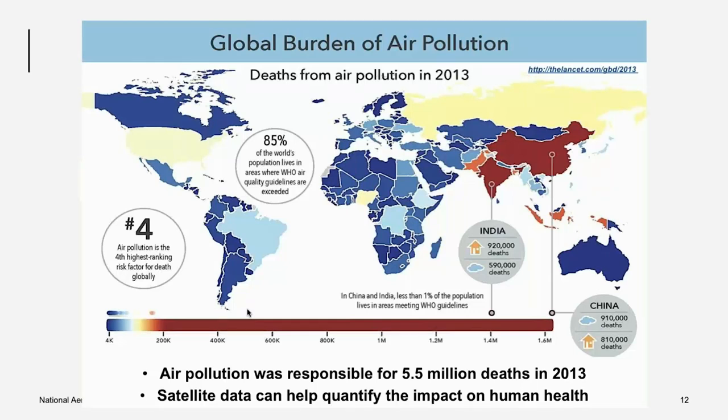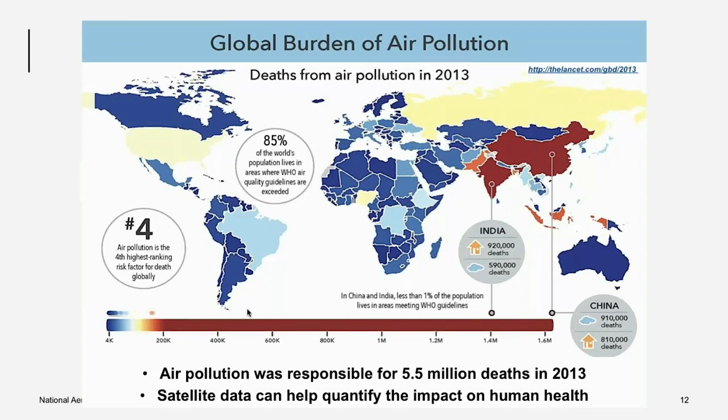The new estimates tell us that about 5.5 million deaths occurred in the year 2013 attributed to air pollution, which includes both household air pollution and ambient air pollution, or outdoor air pollution. This study has utilized satellite and model-based estimates of pollution to quantify the impact on human health. And according to this report, air pollution is now ranked the 4th risk factor for death globally.